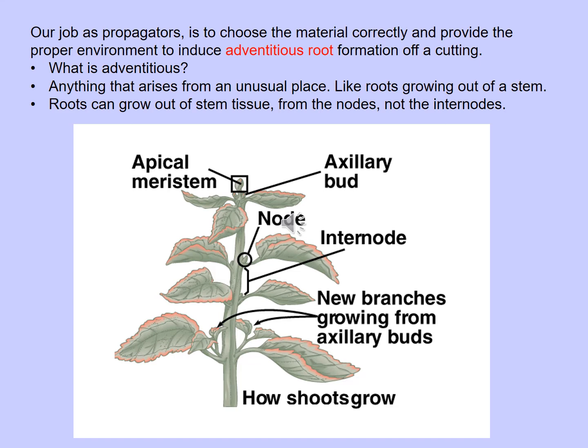So adventitious roots are roots that form off of the stem, and that's what we try to induce when we take a stem cutting. Roots can grow out of stem tissue from the nodes. Those are the places of growth on a stem where there is cell division, like the place where a leaf will grow from, or a new stem, or a flower, or a leaf bud. Again, new tissue is being developed at the node, and that is where the roots will grow out of if we do things right from our stem cutting.